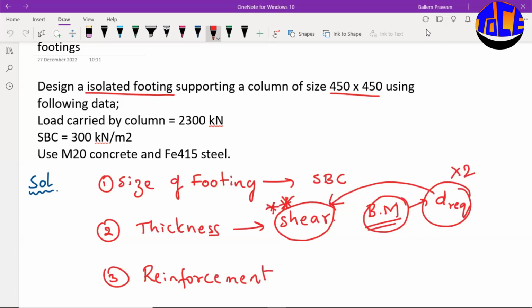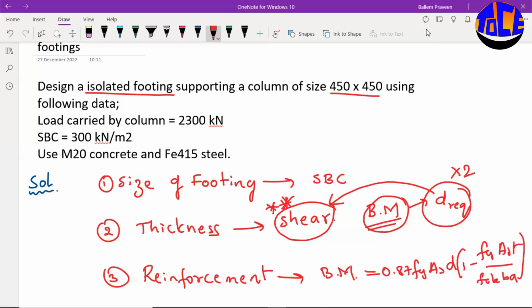Okay, and coming to reinforcement, this reinforcement will be based on the bending moment itself. For the bending moment, IS 456 provided one formula, right? M equals 0.87 fy Ast d (1 minus fy Ast divided by fck b d). We will be using this formula to find out the reinforcement in the footing.